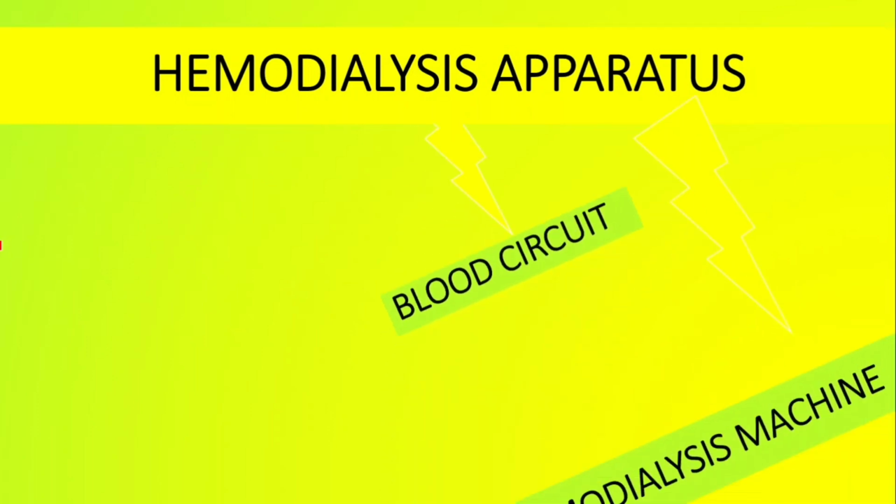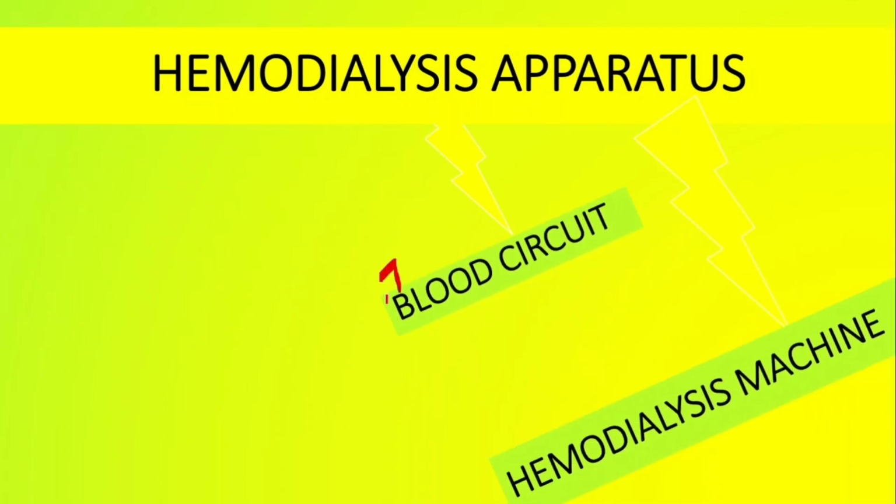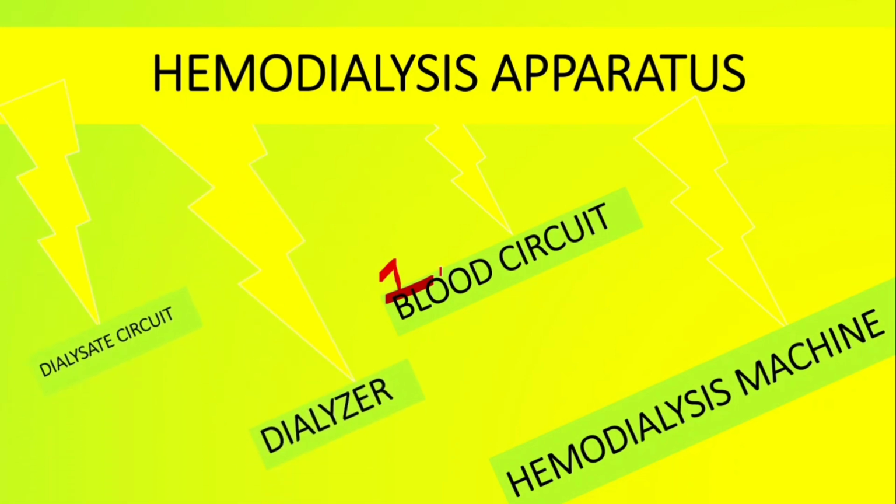Those are blood circuit, hemodialysis machine, dialyzer and the dialysate circuit. These are the 4 important components. Today we will see regarding one of the components of the blood circuit, which is vascular access.